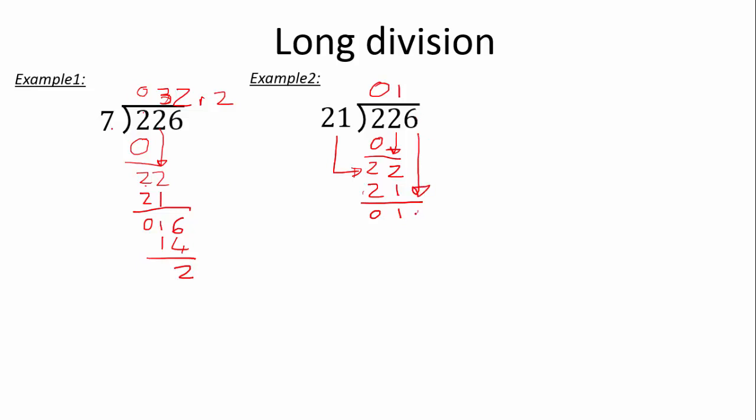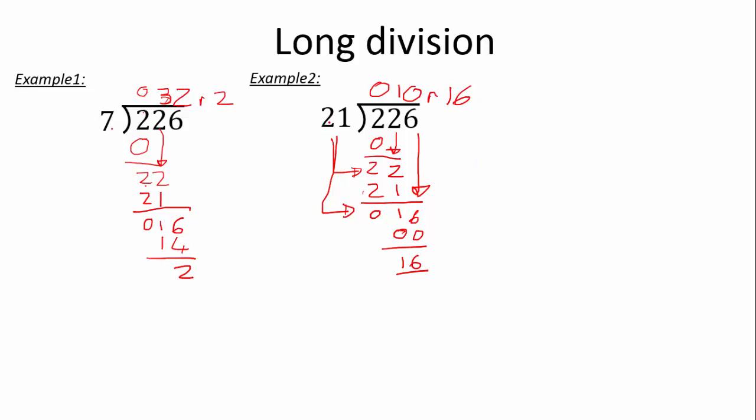What is 6 we got here? Now how many times does 21 go into 16? It can't go into 16, so it must be 0. So 0 times 21 is 0. We're going to put 2 zeros in here. And then 16 minus 0 is equal to 16. So we know that that is our remainder. So it's 10, remainder 16.